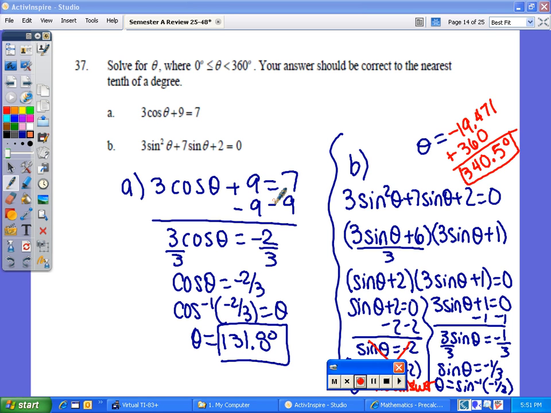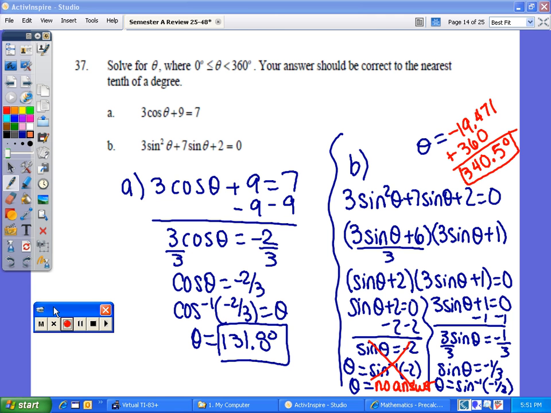Right, so now we're going to do 37 and maybe till about 42. So 37 you see here, it's basically the same thing that we did in the non-calculator section, except that you're allowed to use your calculator. So here we have the arc sine of negative 2/3, which is your value for pi.